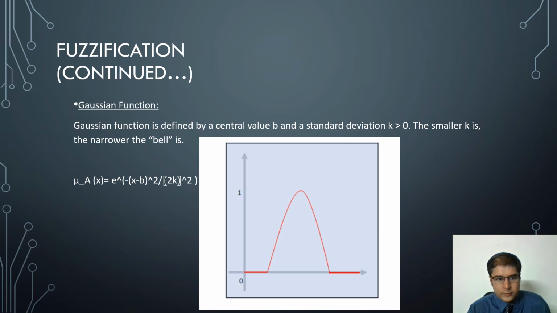The last one is the Gaussian function. It is defined by a central value b and a standard deviation k greater than 0. The smaller the k is, the narrower the bell is. So with a much smaller k, it will become narrower like this. This is the bell. It is given as e to the power minus (x minus b) whole squared divided by 2k squared. So this is the Gaussian function. Hope this is clear.